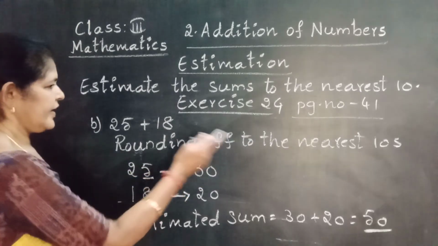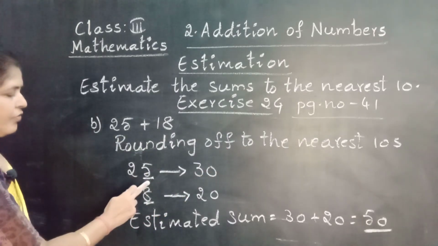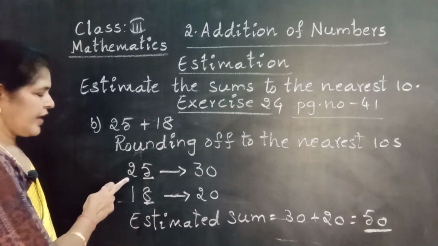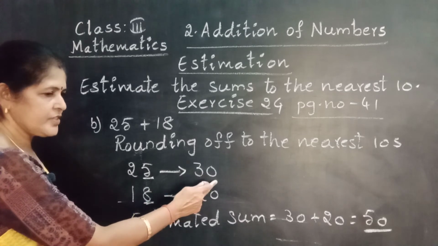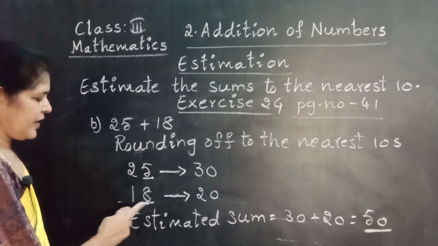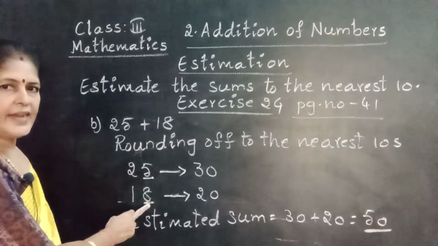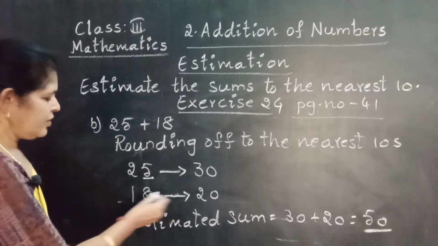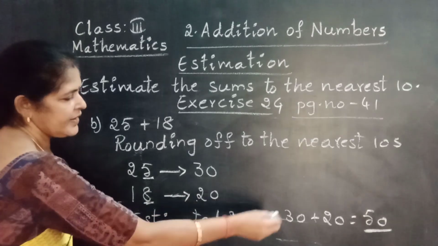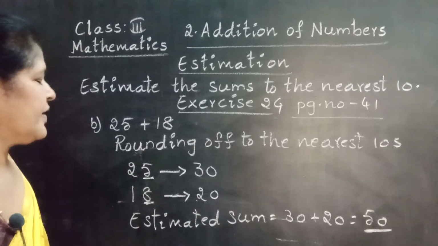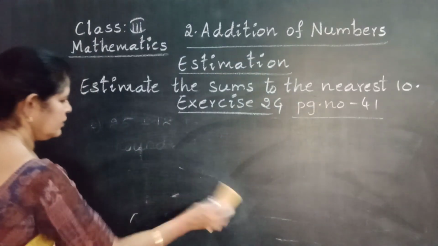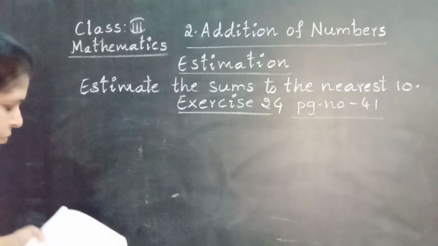Rounding off to the nearest tens. 25, 5 is in the ones place. 5 equal to 5. Then 2 becomes 3 and put 0 in the ones place. 18 is nearest to the tens, the ones place number is 8. 8 is more than 5. 1 becomes 2. Put 0. Estimated sum goes to 30 plus 20, 50. Next one. C.